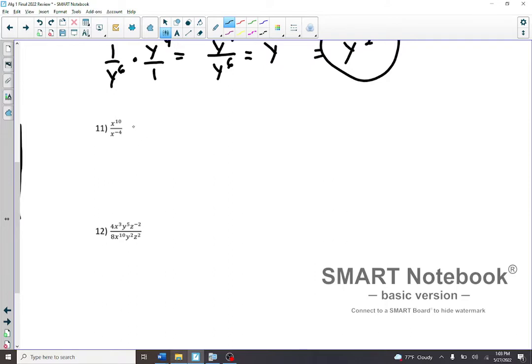10 minus negative 4, double negative is a positive, so this x to the 14. Keep writing 10. x to the 14.